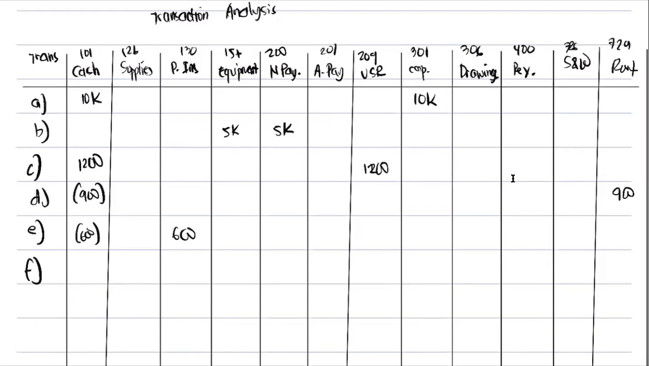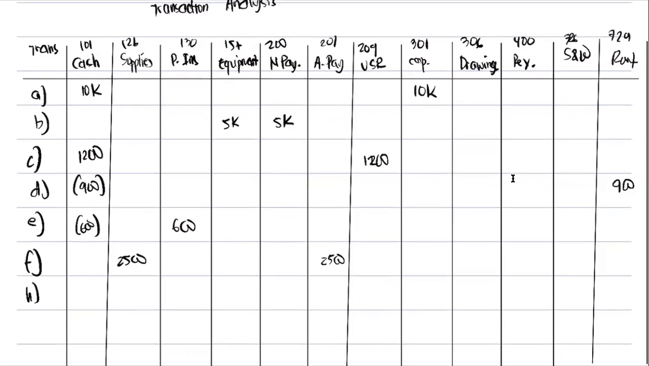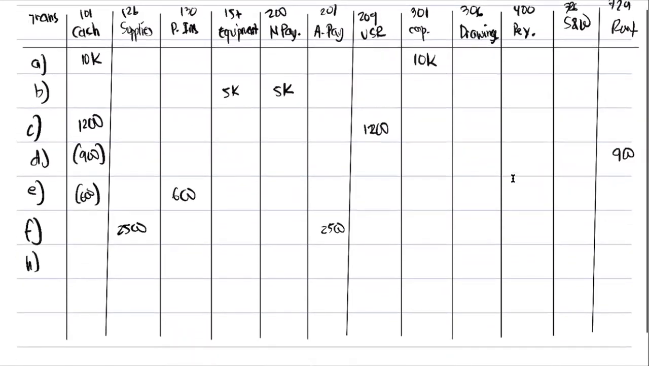Letter F. Pioneer purchases an estimated 3 months supply of advertising materials. So supplies, debit, 2,500, and a credit to accounts payable. If you credit your accounts payable, that is positive because the normal balance of liability is credit. We proceed to letter H because letter G is non-accountable. So letter H. On October 20, Bird withdraws 500 cash.